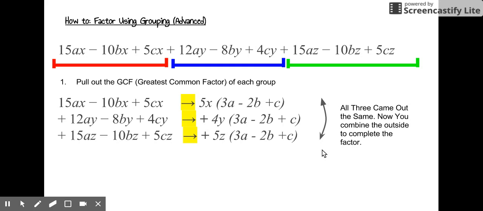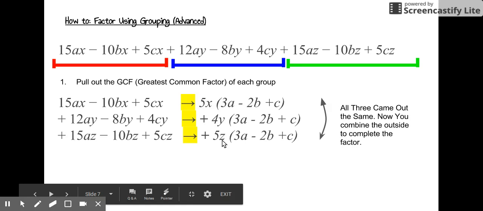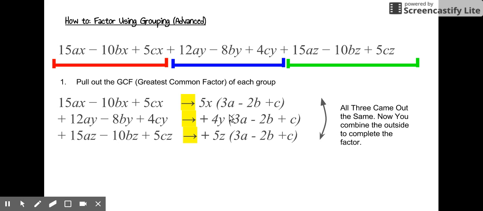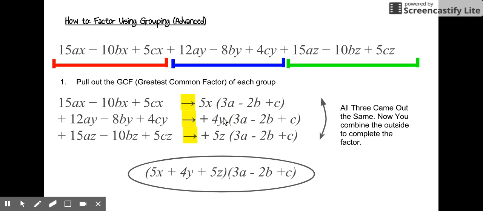So now what we have to do is combine the outside to complete the factor. We take our 5x and we're going to add 4y and we're going to add 5z. So we're going to have one whole term that is a combination of all of these. So we'll have 5x plus 4y plus 5z. Then our second term is just going to be 3a minus 2b plus c.